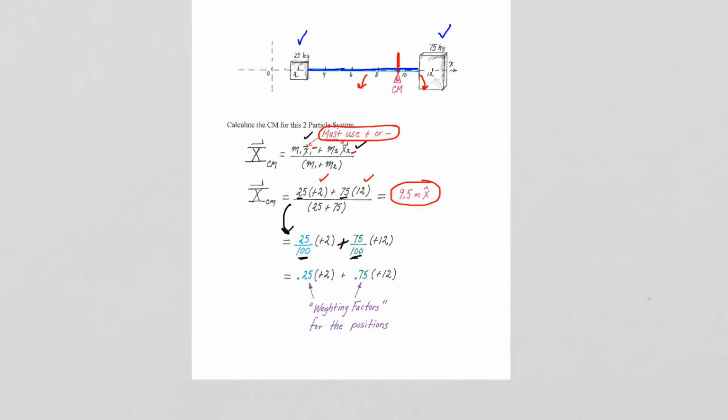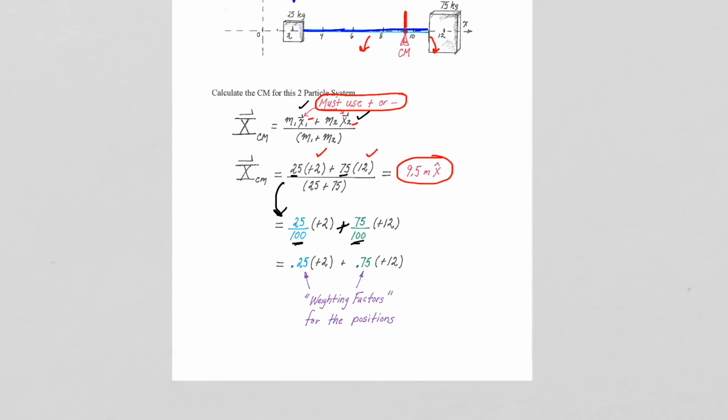The 25 divided by 100, as it shows here, is 0.25, and the 75 divided by 100 is 0.75, and we're multiplying that by the position vector. So essentially, what we are doing is saying, how important is this position 2? Well, mathematically, it's 0.25 important. How important is the position 12? Well, that's 0.75 important. So by weighted position vector, I mean mathematically weighted, like a weighting of importance.